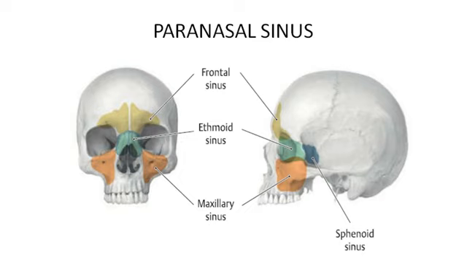Paranasal sinuses. Para means around. Around what? Around the nose. And sinuses are air-filled spaces. These sinuses are nothing but air-filled spaces which are present inside the skull.